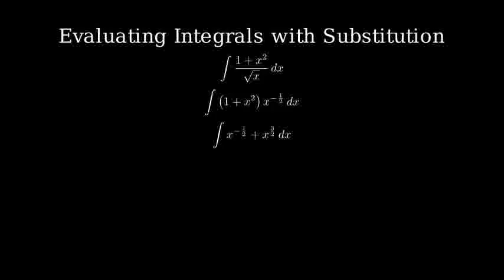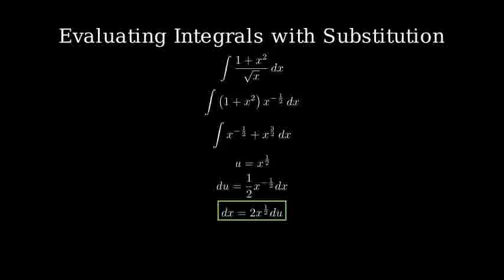Let's break it down further by dealing with each term separately. First, we identify a substitution for the x to simplify our work. We choose u equals x to the power of 1/2. Therefore, du equals 1/2 x to the power of negative 1/2 dx. And we can solve for dx, giving us dx equals 2 times u du.